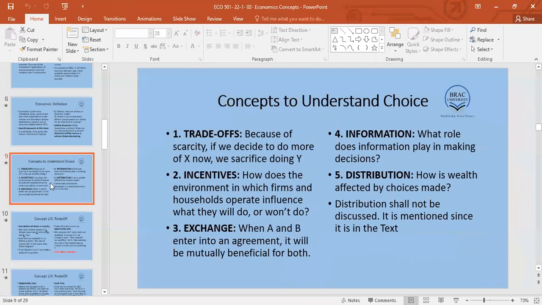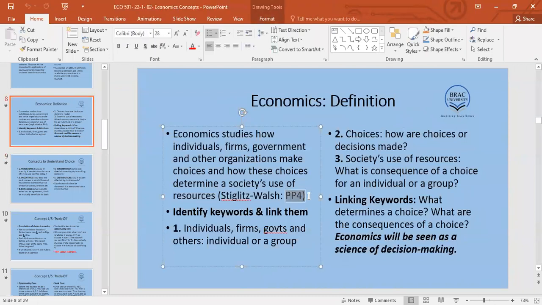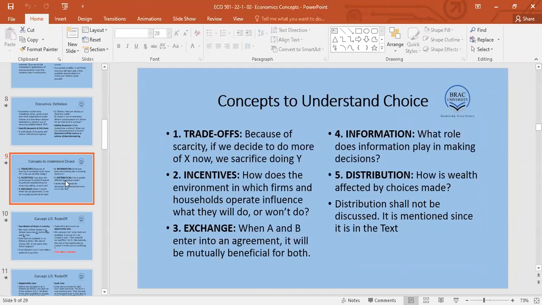Now, you can see the slides. So to understand choice, you'll find this in Stiglitz and Walsh, page 4 and onwards. When we talk about understanding choice, we talk about different concepts. Number 1, trade-offs. Number 2, incentives. Number 3, exchange. Number 4, information sets. Number 5, distribution is in your text, but I'll just mention it, but we won't discuss it.